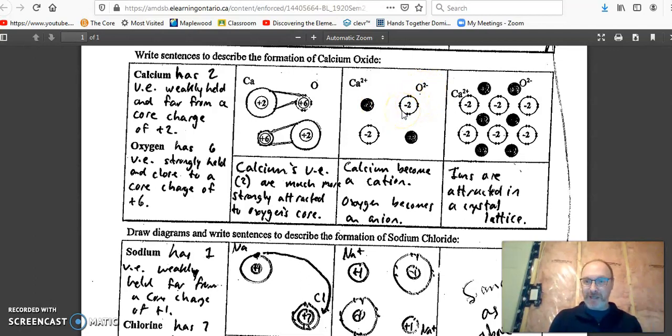Calcium becomes a cation. Oxygen becomes an anion, and they're going to be attracted to each other in a crystal lattice, like we saw in the first example with potassium bromide. Again, they're going to arrange themselves in a nice organized fashion so that the cations have anions surrounding them, and the anions have cations surrounding them, and you get this crystal lattice organization being produced.